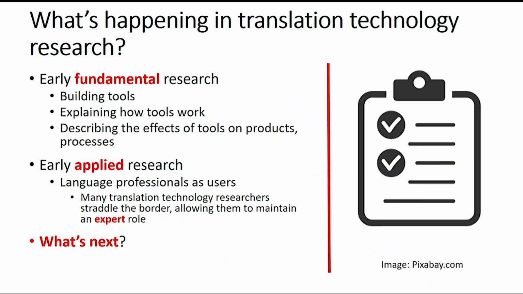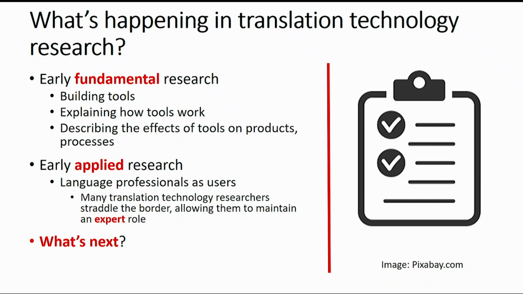So, as I mentioned the other day, early research on translation technology was really fundamental stuff. How do we build these tools? How can we explain to ourselves, our professional translation community, how the tools work? And now it's more describing the effects of tools on products, on processes, on people. But we are also looking at applied research. It's very commonly combined with technology. And as I mentioned, we already know quite a lot now about our own community of language professionals, right?